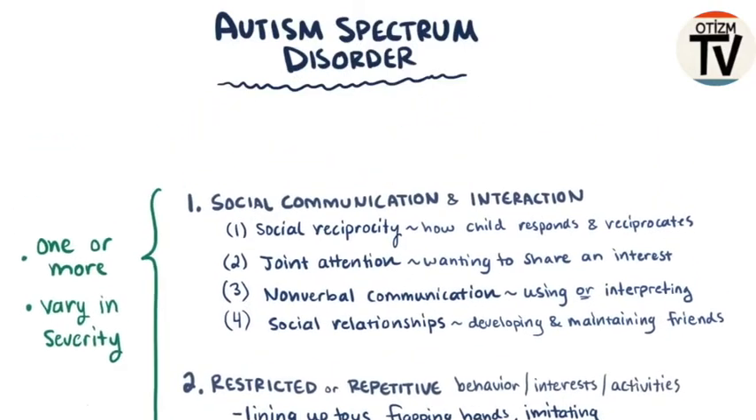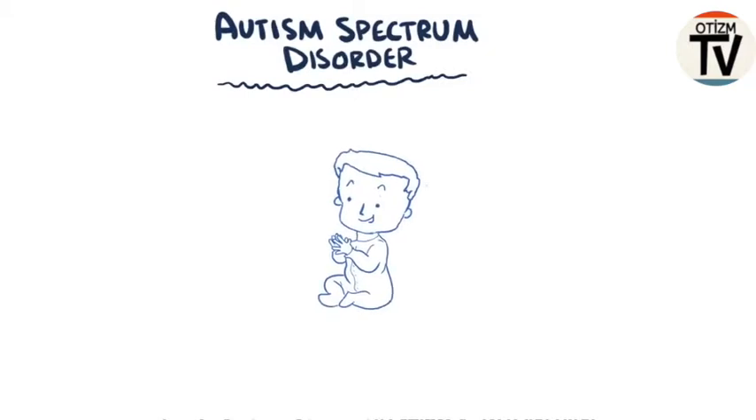Children with autism spectrum disorder might exhibit one or more of these deficits, and vary in how severe the deficit is. With that in mind, it's important to remember that each child with autism spectrum disorder is going to have a different spectrum of symptoms and deficits.